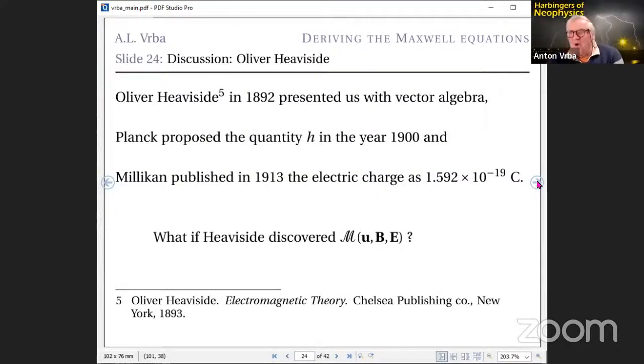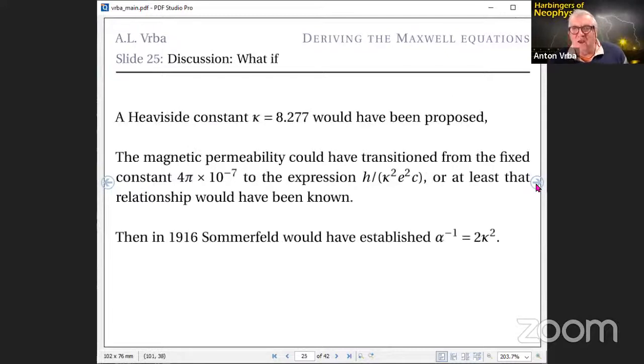Now, what if? That's a nice question one can always ask. Oliver Heaviside presented us with a vector algebra that I used. Planck proposed the quantity H in the year 1900. Millikan published the electric charge to within 1% of what it is today in 1913. And then I say, what if Heaviside presented us with this equation set, which he very easily could have done? Well, we would have a Heaviside constant of 8.277.